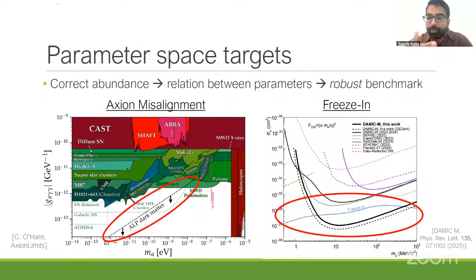Now the reason that these benchmarks are taken so seriously is, one, because the models that predict them are relatively simple, but also because there's some degree of robustness to these lines. They're somehow insensitive to some aspects of initial conditions. So like for the axion case, this line.